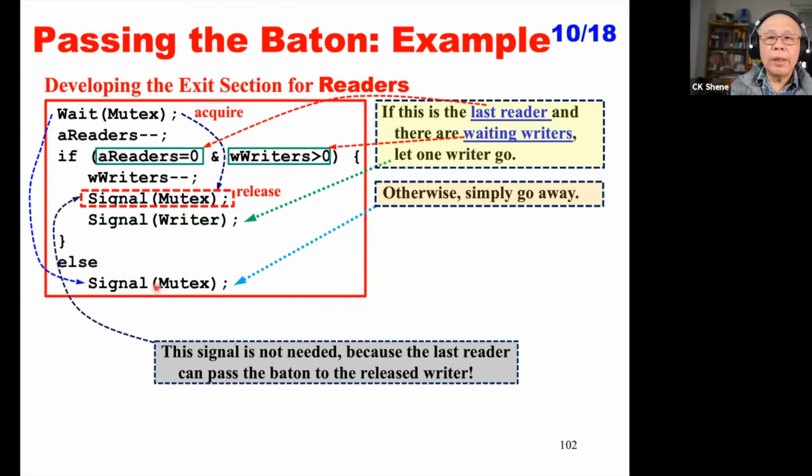Again, an exiting reader locks the mutex in order to access the counters. First thing first, it subtracts one from the active readers and checks to see, are there any active readers? If there are no active readers, and there are some waiting writers, we allow one waiting writer to go. So subtract one from waiting writers, release the mutex, and signal the writer semaphore, allowing a writer to go. And if there are still active readers or there are no waiting writers, this exiting reader has nothing to do. It just releases the mutex. So this portion is pretty easy. Hope you understand this.